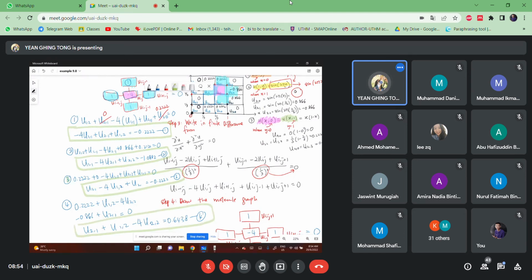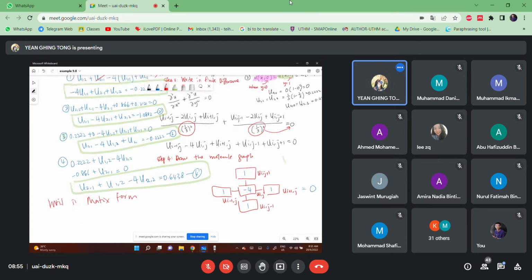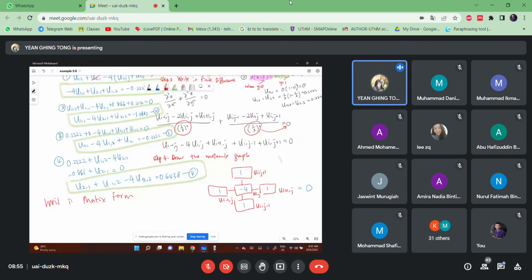So now we have to solve this using the system of linear equations that you learned before. So let's rewrite these 4 equations in matrix form. This step is not necessary, but it is easier when I want to draw it, so I change it into matrix form.